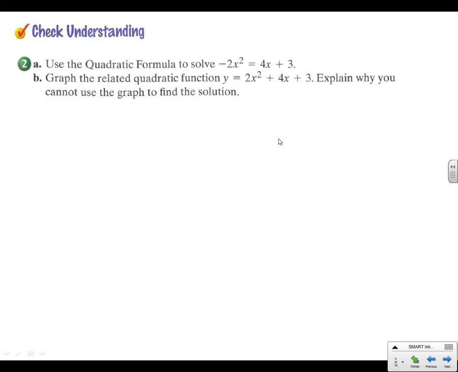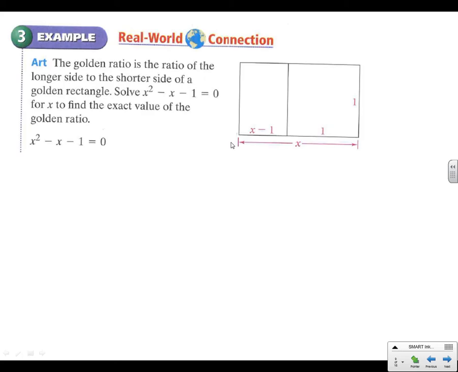See if you can follow along and get that for 2A. And then 2B, you're going to graph this. So you can plug it into your graphing calculator and take a look at what you get. Or you can use your good friend negative b over 2a to find the vertex and graph it.